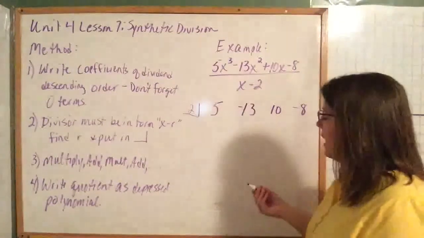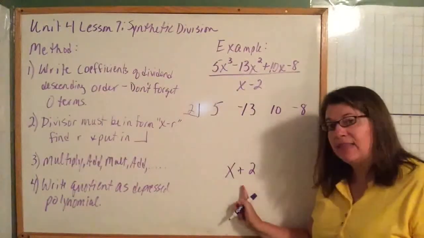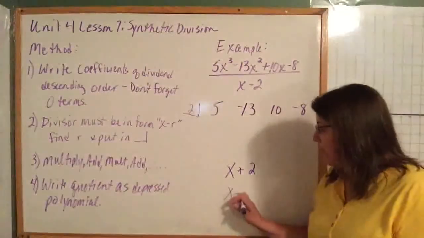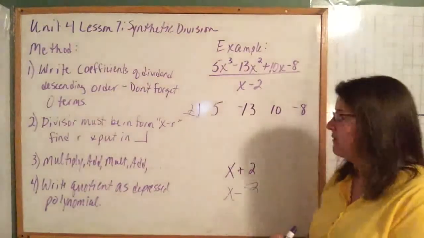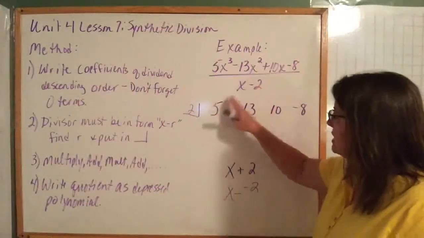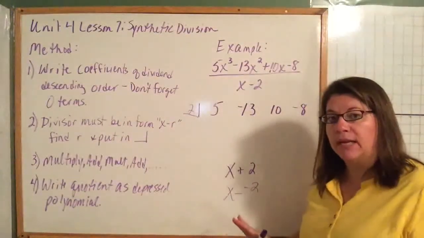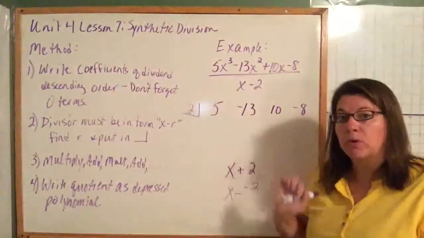Now, I do want to point out, let's suppose that had been x plus 2. If that's the case, then r would be negative 2 because x minus r would end up being x minus negative 2. So r would be negative 2. So you have to pay attention to the sign. If it's x minus a number, that number goes right there. You don't have to worry about any negatives. If it's x plus the number, then that number, the r number, would be negative.